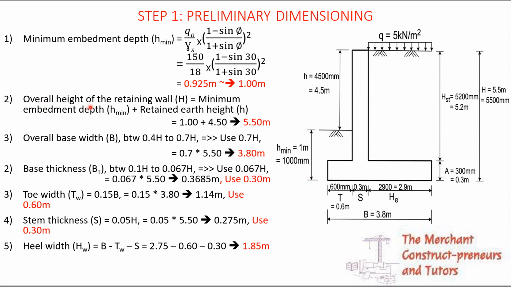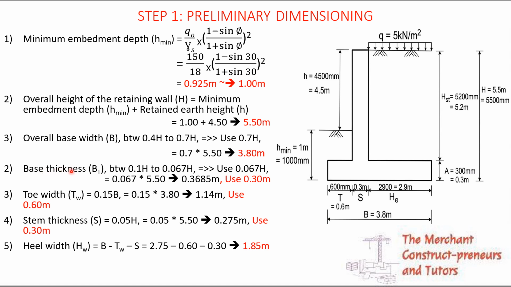Now the next one is overall height of the retaining wall. The overall height is now minimum embedment depth, then from that level to the top of the earth you want to retain, and that is it. So 4.5. So when you add these two together, you have it as 5.5. You can see the dimension here. So overall base width is given between 0.4 h to 0.7 h. So we are using 0.7 h, and it's given by this. When you calculate it, it will give you this 3.8 meters.